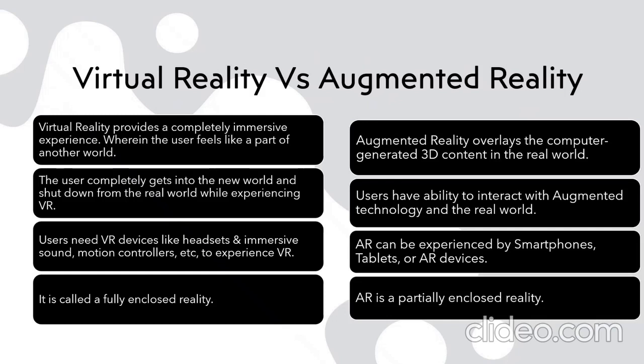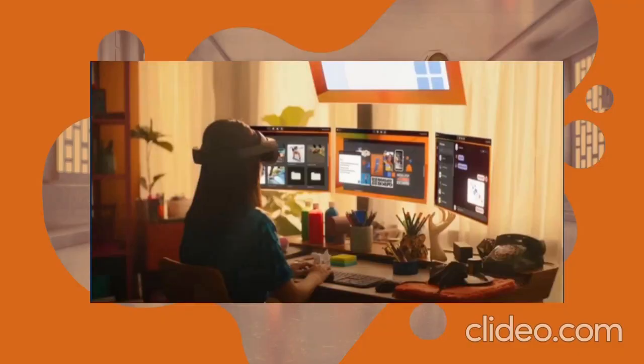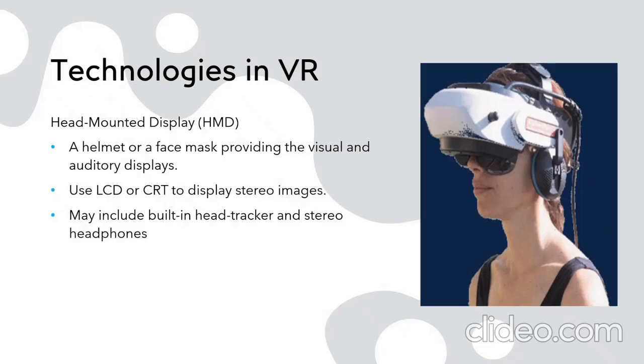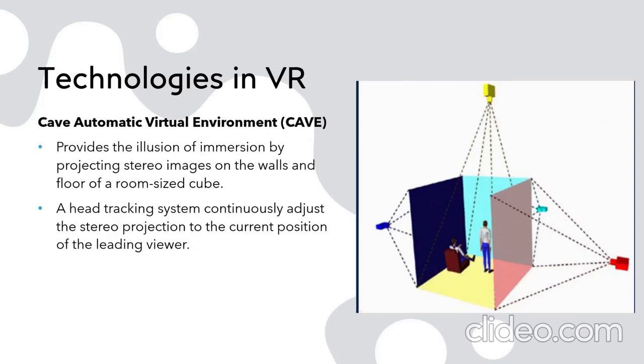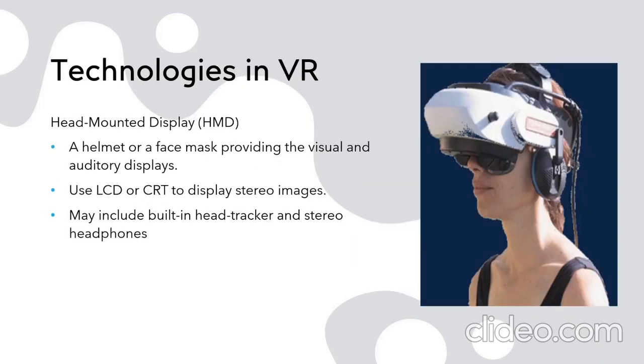But in augmented reality, it is experienced using smartphones, tablets, and AR devices. And augmented reality is partially enclosed, meaning it contains the real world and 3D objects in it. And some well-known technologies in virtual reality are head-mounted display, binocular omni orientation monitor, and cave automatic virtual environment.